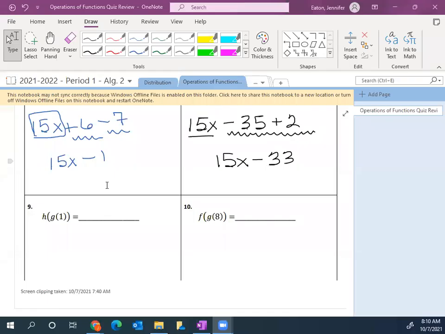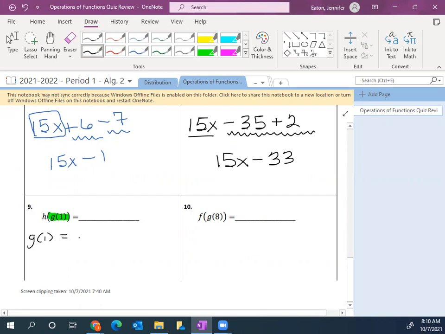Okay, so for this next one, remember when there's a number inside, so for 9 and 10, we have numbers on the inside. We have to solve the inside number first. So I'm looking at this inside piece, and it's g of 1. So first we have to solve our g of 1. That means I'm going to take my g equation, which is 3x minus 7, and I put 1 in for the x. So 3 times 1 minus 7. 3 times 1 is 3. Minus 7 is negative 4.